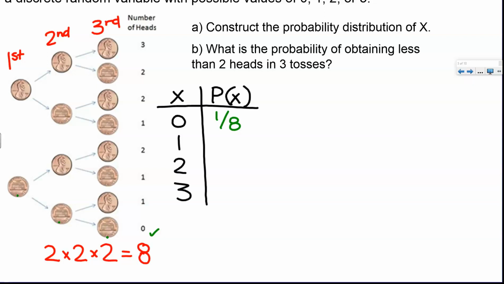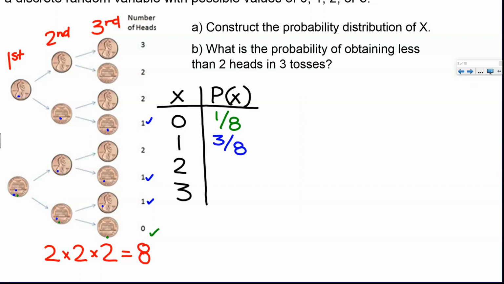All right, how many ways could we get just 1 head? 3. We can see that here. It's already kind of got the numbers written out for us. Here we could get tails, tails, and heads, that would be 1 head. We could get tails, heads, and tails, which would be 1 head. Or we could get heads, tails, and tails, which would be the other one. So that would be 3 out of 8.